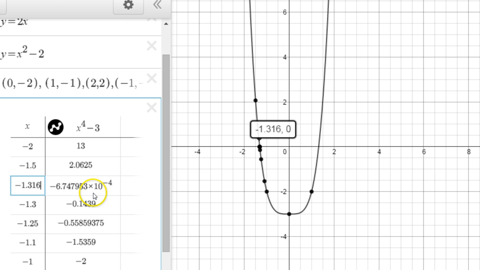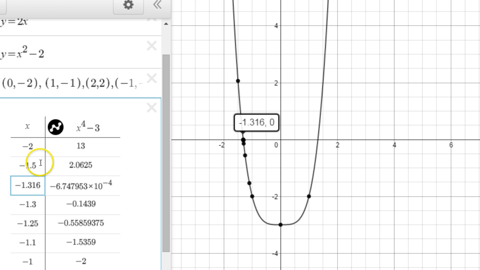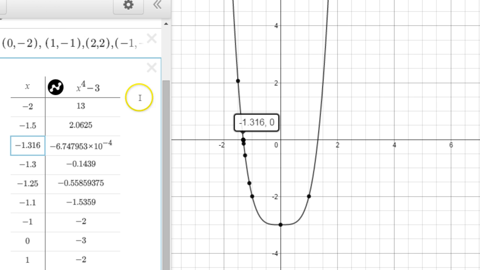So if I plug in negative 1.316, that's going to be a really small number. That's scientific notation, so it's going to be about 4 decimal places to the left still. So that's going to be really close to 0. It's really kind of cool to see how a table can help you graph this stuff.